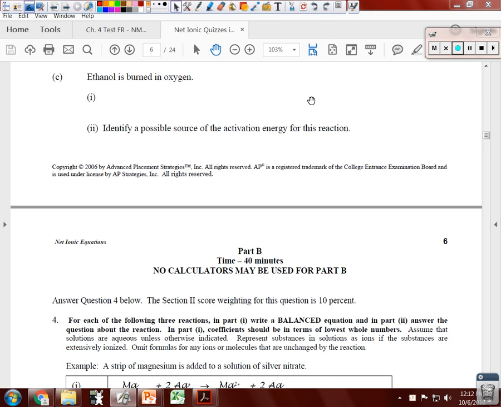All right, so since most of you are like, I don't know. Eth means 2 C, 2. We know that anol means OH, so it's got to be H something OH.